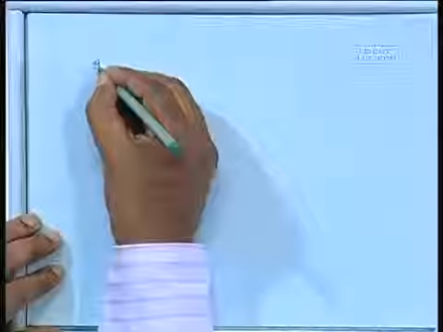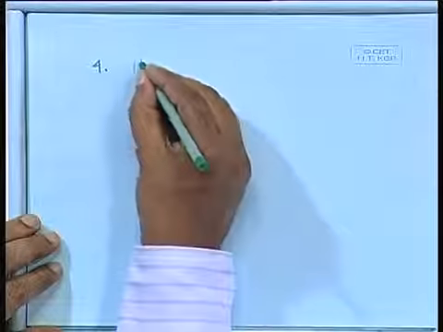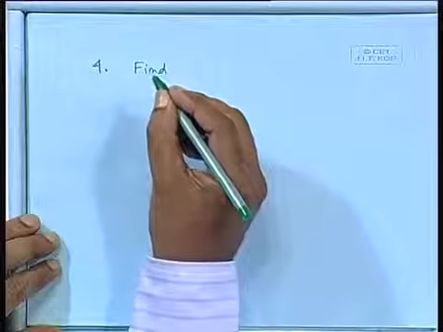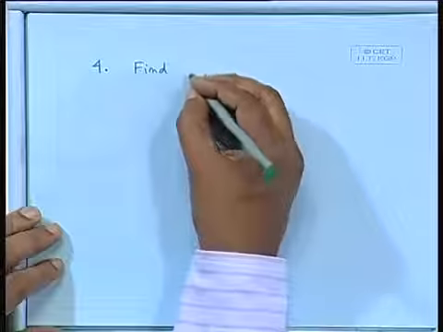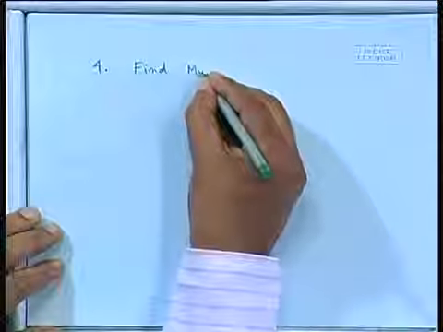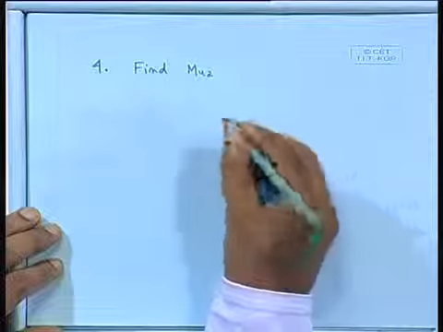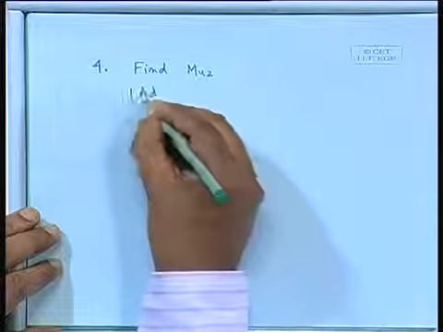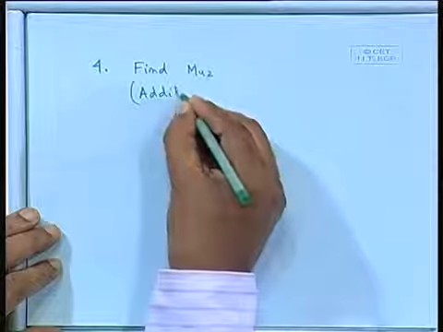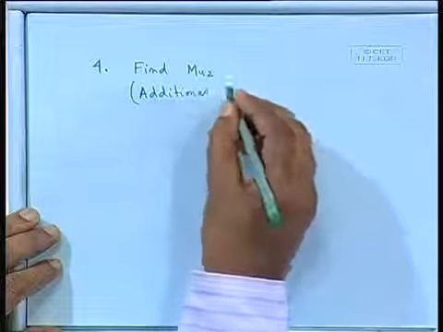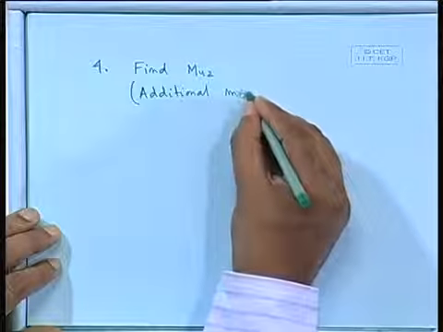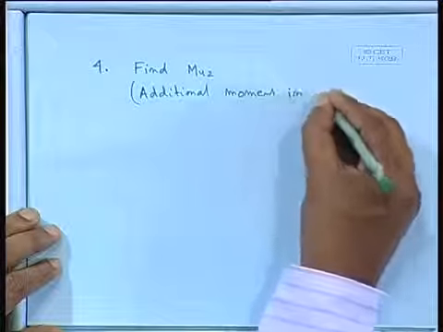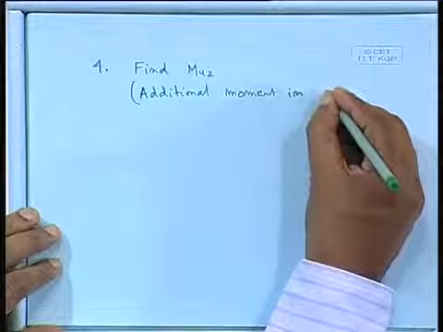Number 4, we have two parts of the moment of resistance. One is Mu1, another one is Mu2. Find Mu2, we can say the additional moment, in compression failure.